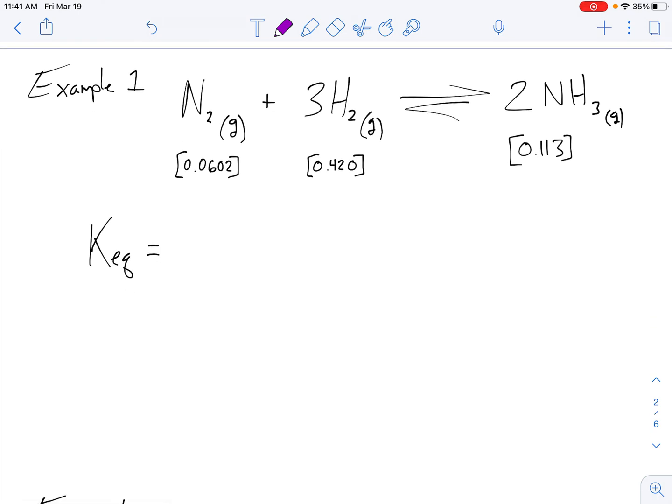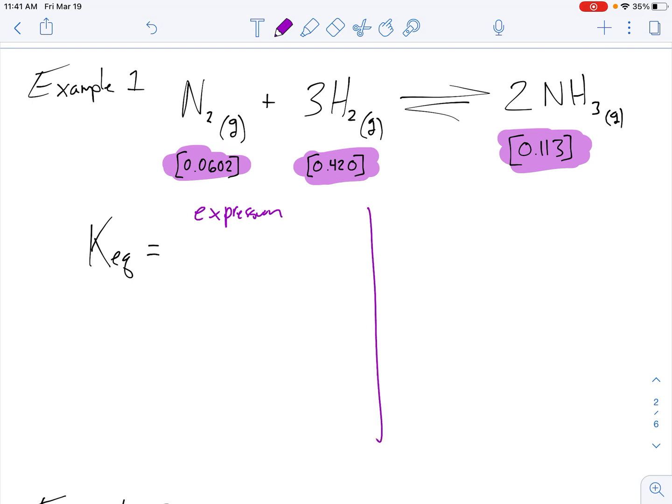So we have some nitrogen and hydrogen making ammonia, and we have the concentrations at equilibrium of these components of the reaction. So the reaction is at equilibrium, meaning it's quote-unquote done. Your forward and reverse reaction rates are the same. Now, for our expression, and then we're going to actually do calculation. Our expression is going to be your products over your reactants.